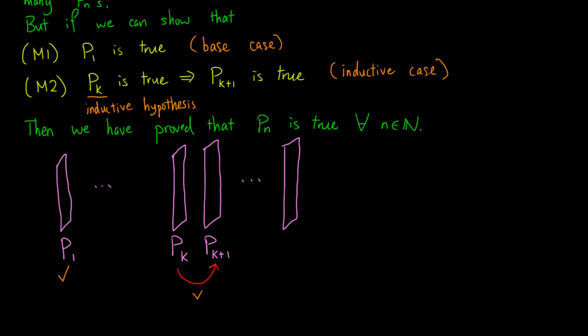So, since P1 is true, we know that P2 is true by applying the inductive case for k equals 1. Now, P2 is true, so again by the inductive case for k equals 2, P3 is true. This carries on for every positive integer, which means that Pn is true for all positive integers n.